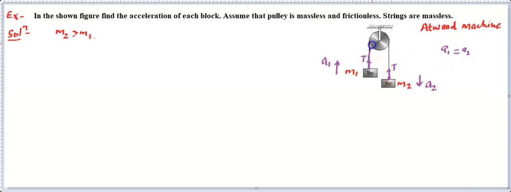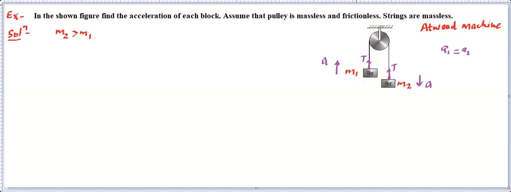And this can also be thought of because the same string is passing over this, so it's inextensible, so all points will be moving with the same acceleration. So using that constraint, we can claim that this is going to be A1 in magnitude, this is going to be the same magnitude A. So A1 and A2 will have the same magnitude but opposite directions, mind it. So both the blocks do not have the same acceleration, they have the same magnitude of acceleration, so that we need to keep in mind.